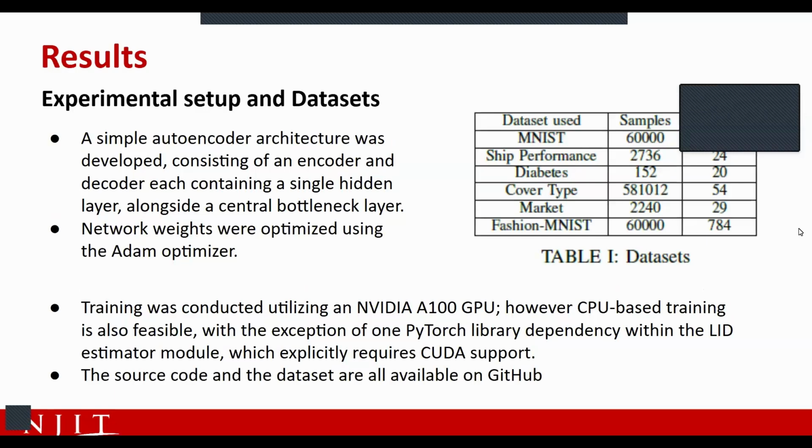Now let's look at the experimental setup and datasets used for these experiments. A simple autoencoder architecture was developed, as I showed in the code before, and the network weights were optimized using the Adam optimizer. Training was conducted utilizing an NVIDIA A100 GPU. However, CPU-based training is also feasible, with the exception of one PyTorch library called TorchSort, requiring CUDA support to download or install in the system. And all the source code and datasets are available on GitHub.